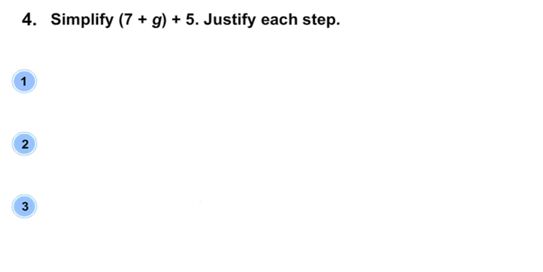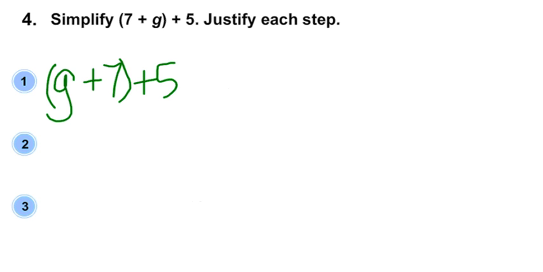All right, so this is our first example, 7 plus g plus 5. So what we're going to do right now is we are going to reorder the numbers first. So only because I want to add like things. So I'm going to have g plus 7 in parentheses plus 5. Okay, this is a form of the commutative property of addition. So now I'm going to put together things that are alike. So like we have a variable g, and then we have numbers 7 plus 5.